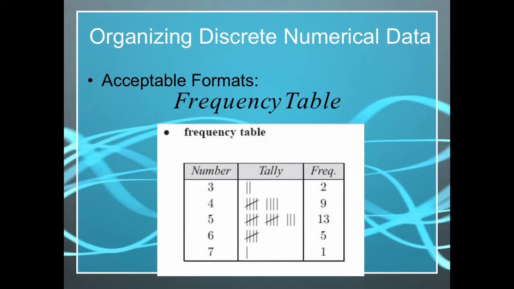For frequency tables, sometimes we see the tally in the middle, sometimes we don't. Again, the frequency is going to represent how many of the quantity we have. So in this case, we have 2 3s, we have 9 4s, 13 5s, and so on. Again, the tally is not always there. Sometimes it is, sometimes it isn't. And this can be used for a discrete or a continuous type of variable.